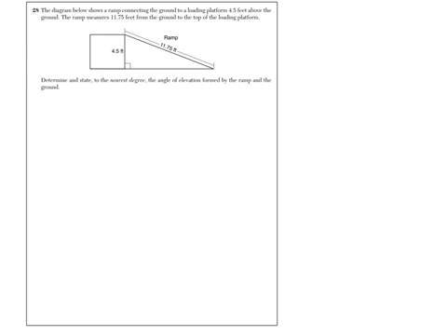Number 28, the diagram below shows a ramp connecting the ground to the loading platform 4.5 feet above the ground. The ramp measures 11 3/4 feet from the ground to the top of the loading platform. Determine and state to the nearest degree the angle of elevation formed by the ramp and the ground. Okay, so we're looking for an angle measure, and that's the angle of elevation that is located at the bottom between the ground and the hypotenuse. And we need to set up a trig function in order to do that, so you have to recall SOHCAHTOA.